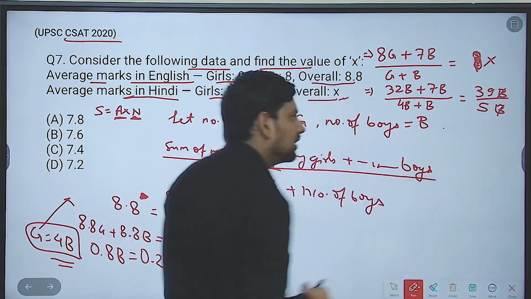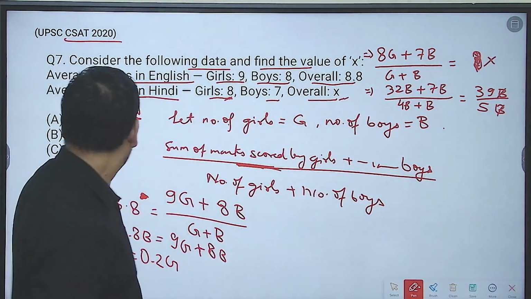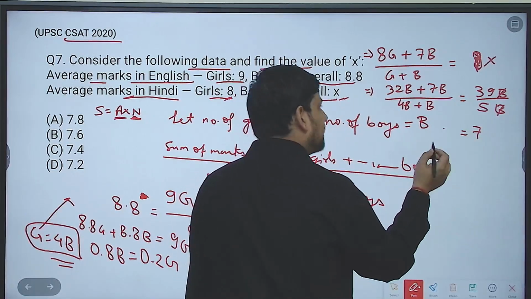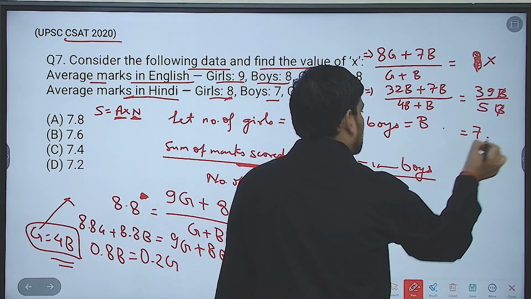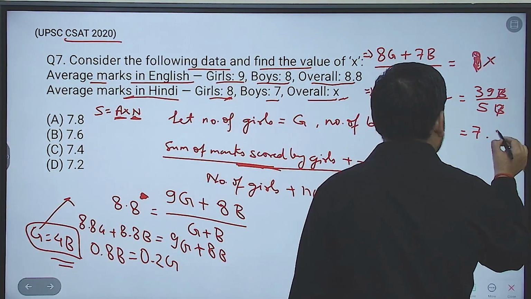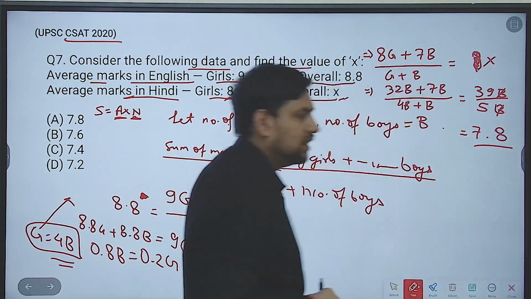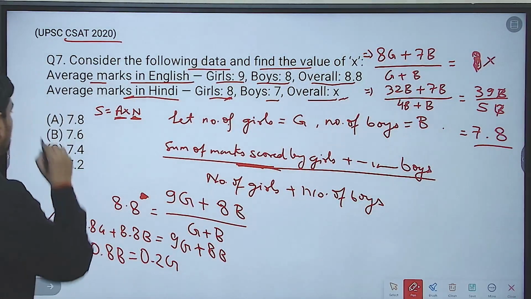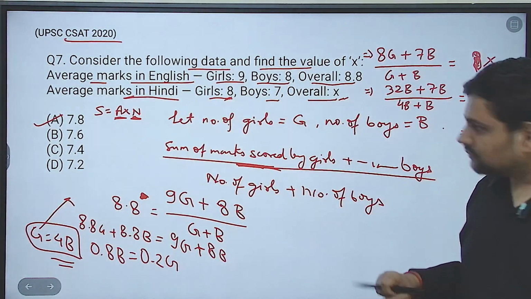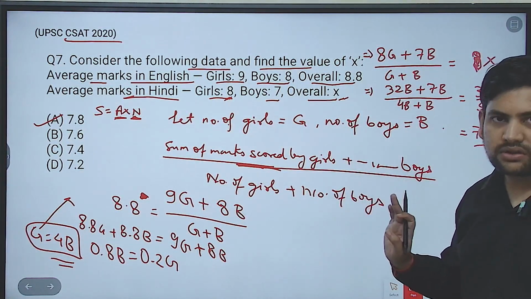B से B cancel out, and 39 by 5. 39 by 5, how many times this will go? This will go 7 times, correct? 35, then 4 will remain, point, and with 40 it will go how many times? It will go 8 times. That is 40. So answer becomes 7.8. Okay, so this is how you have to do this.